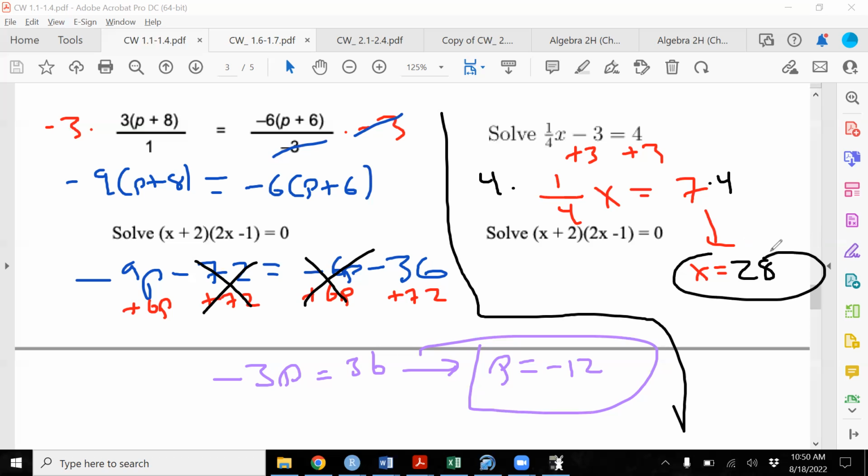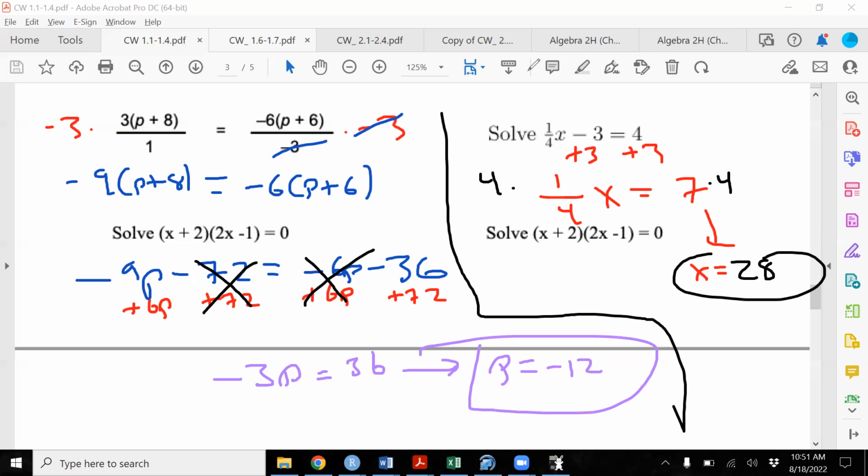Or you do 7 times 4. Same thing. What you did was fine, because you're dividing by the coefficient of x. But when you divide by a fraction, then you got to multiply by its reciprocal. Or just multiply by 4. Same thing. Yep. You get 28. All right.